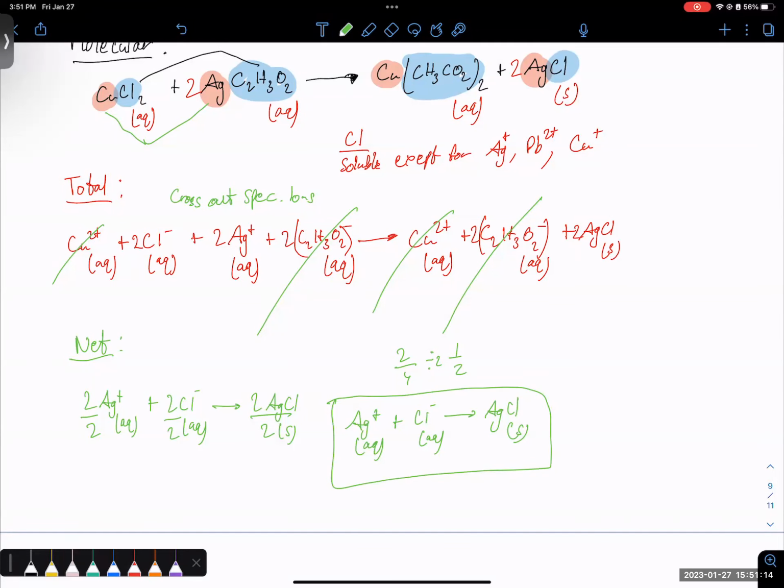Any questions about any of this problem? The spectator is what doesn't form a solid, right? Yeah, spectator is anything that doesn't form a solid. It's what stays the same on both the left and the right side of the equation. You can think of them as not participating in the reaction, which is why they're spectators. Chlorine, yeah, chlorine's diatomic, but we're not talking about chlorine gas. This is aqueous. Yeah, exactly.